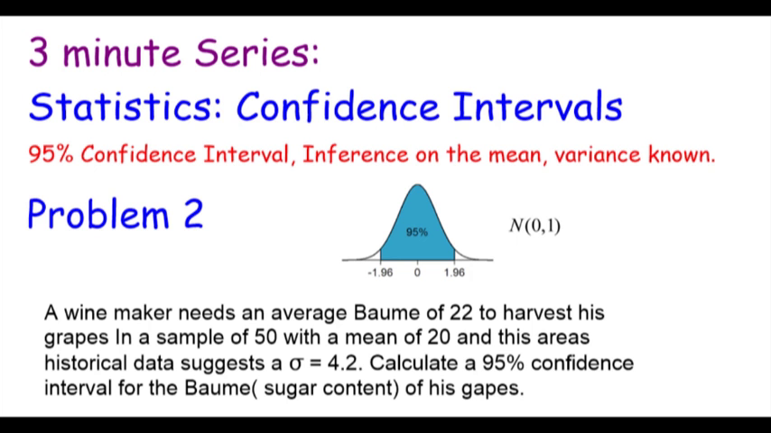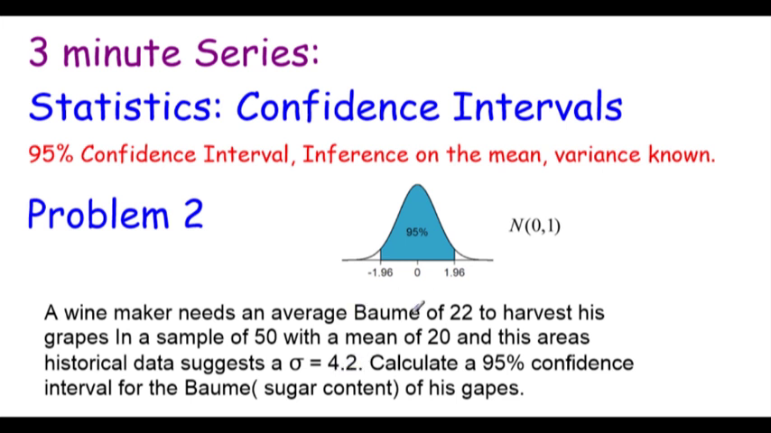Today we're looking at the 3-minute series on statistics, confidence intervals, problem number 2. We're going to look at a 95% confidence interval again. Inferences on the mean. The variance is actually from historical data. Now, this is interesting. It's actually 4.2 grams of sugar per 100 grams of solution.